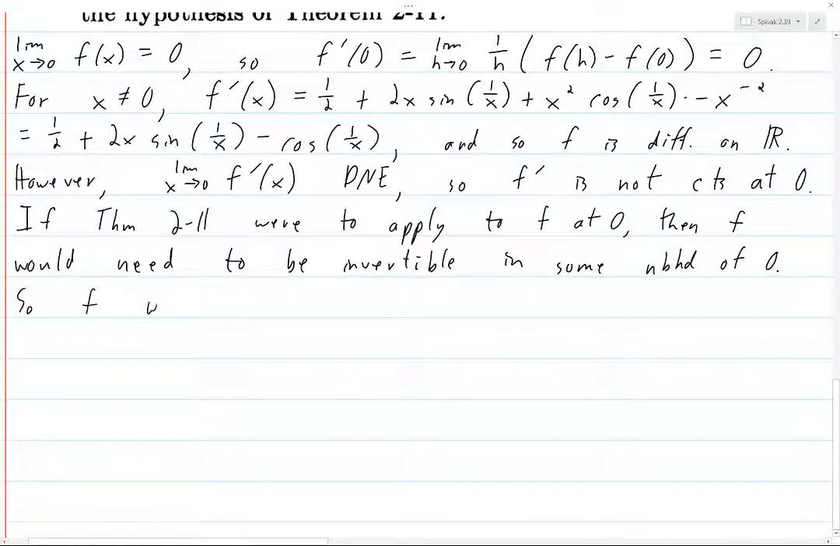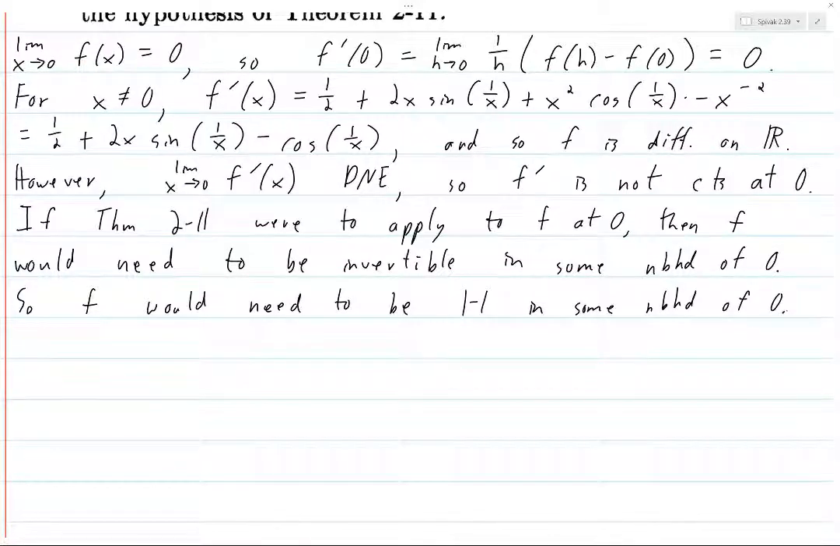So f would need to be 1-to-1 in some neighborhood of 0. Because in order to invert a function, it needs to be 1-to-1. Because basically invertibility is... right. Anytime you have a 1-to-1 function, you can invert it.